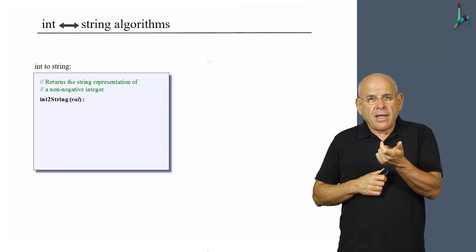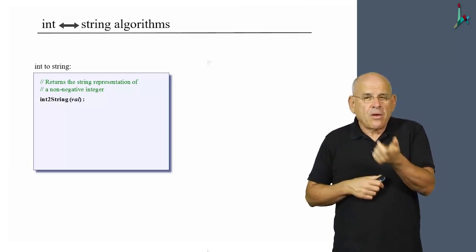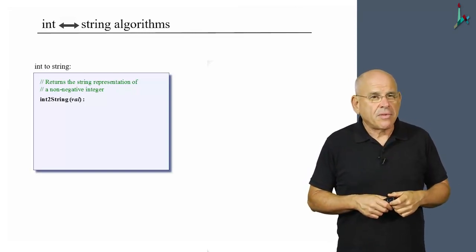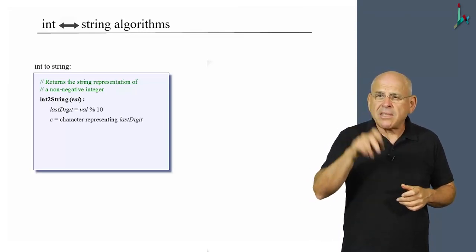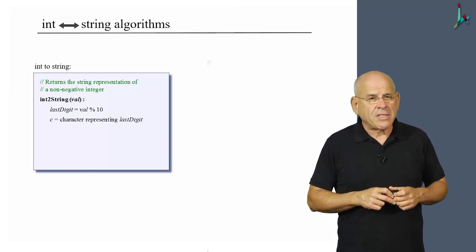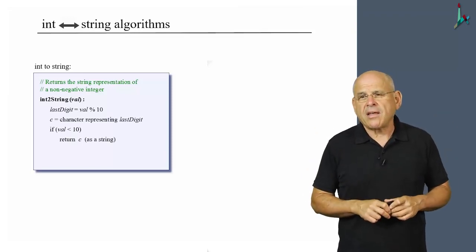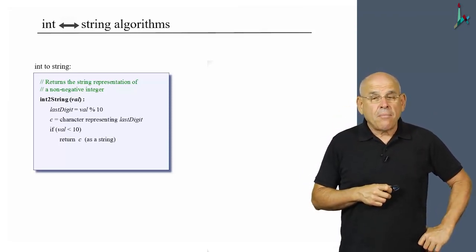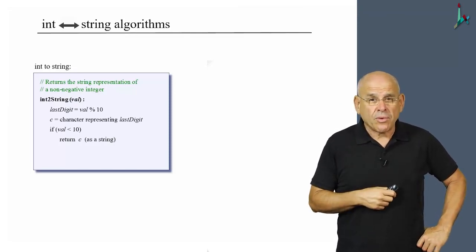And if the number is just 1 digit, if it's less than 10, we are done. We take this number, we convert it to ASCII, and we return it. That's all we have to do. So let's see, is this what the algorithm says? Yeah, last digit is value modulo 10, and then I take the character that represents the last digit, and if the value is less than 10, I'm done. I return this digit as a string or as a character, and I'm home free. But what happens if it's not less than 10? Well, if it's not less than 10, I have more work to do, right?